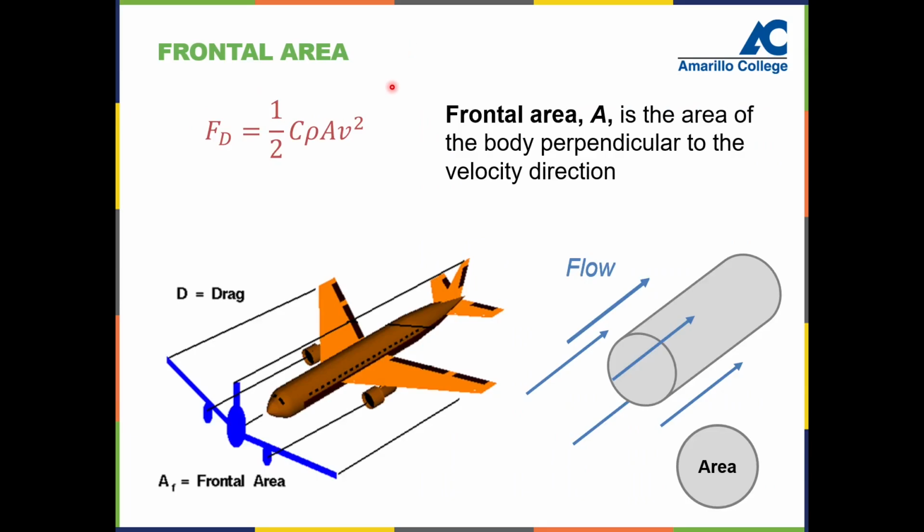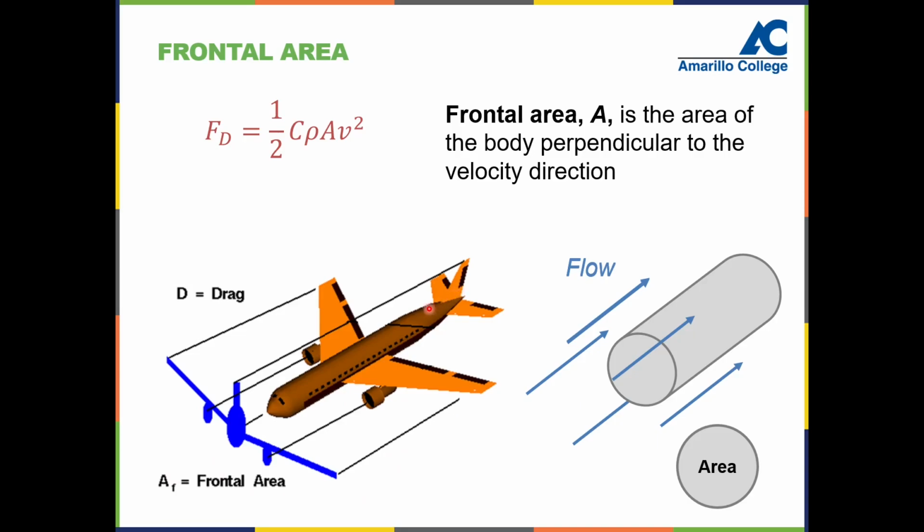Our next variable that we're going to consider is what we call the frontal area. And the frontal area is specifically the area that you see if you are looking in the direction of the flow at the solid body. So if we have an airplane moving through the air, the frontal area is shown in blue here. Not the entire surface area of the plane, just this frontal area.